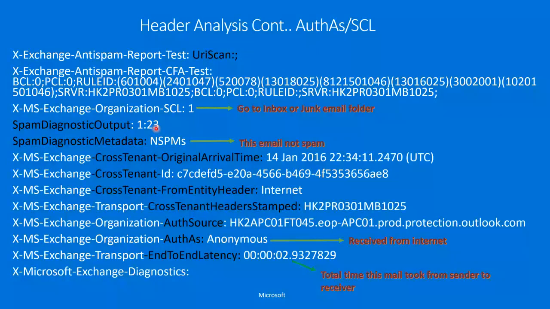So in a hybrid mail flow, we discussed that the authAs should be Internal to preserve your coexistence scenarios. If it is not internal, the authAs will show as Anonymous, which means it has been received from the internet or from a different source. The latency gives us information on the time taken for that email to be delivered, the transit time.